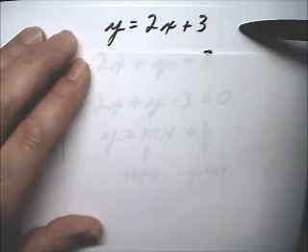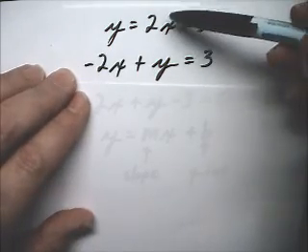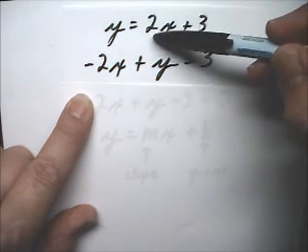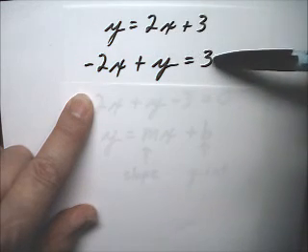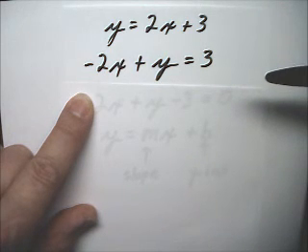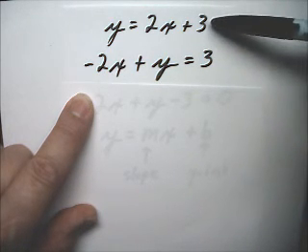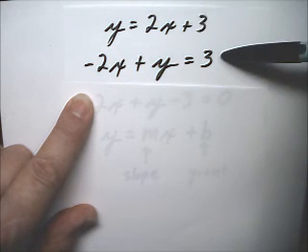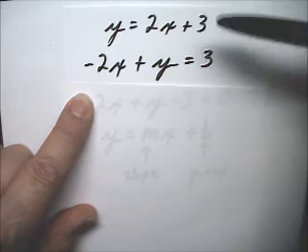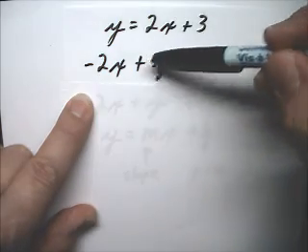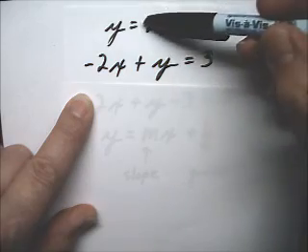We could subtract 2x from both sides, and this equation is the same as this equation. On this side, minus 2x plus 2x adds to 0, so all I have is 3. And here I have minus 2x plus y equals 3. These equations are the exact same thing. They're equivalent forms of the same equation. Also, if I started with this equation, I could add 2x to both sides to get this one.